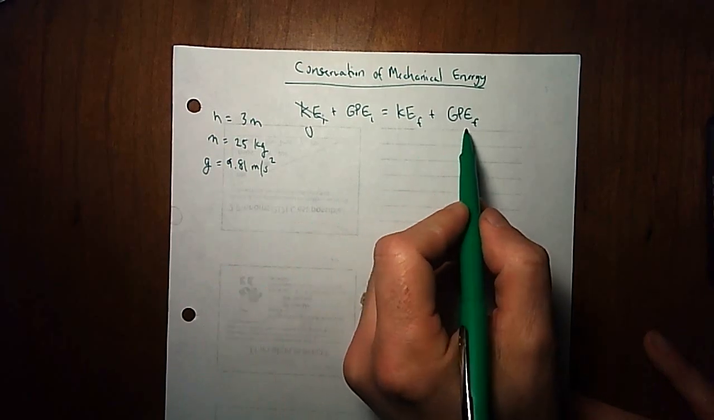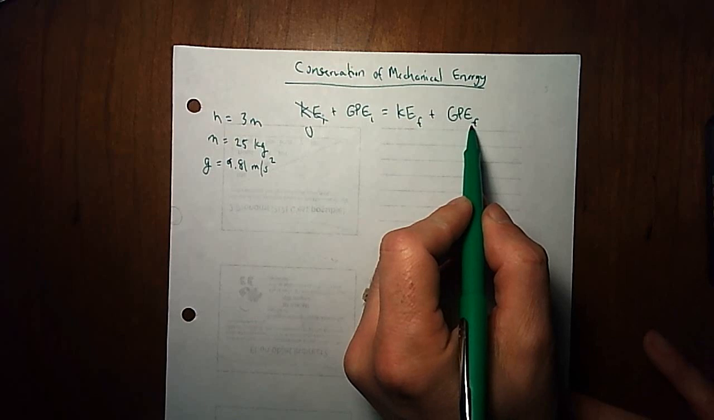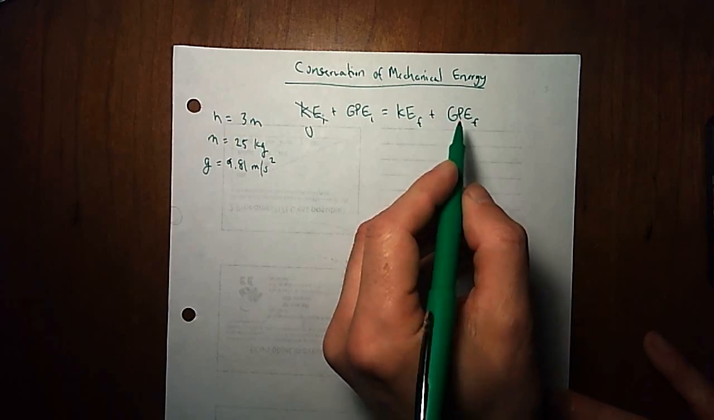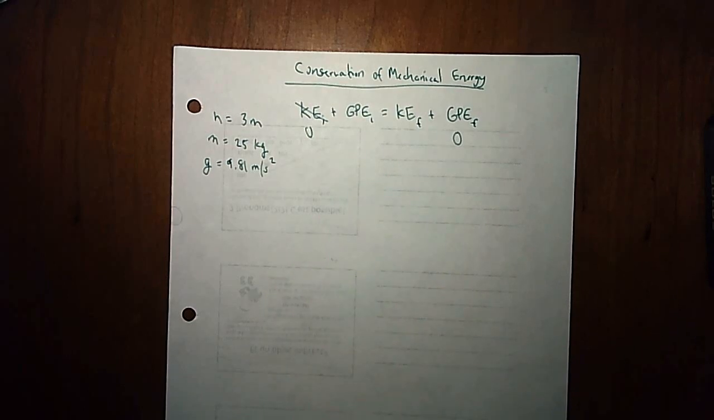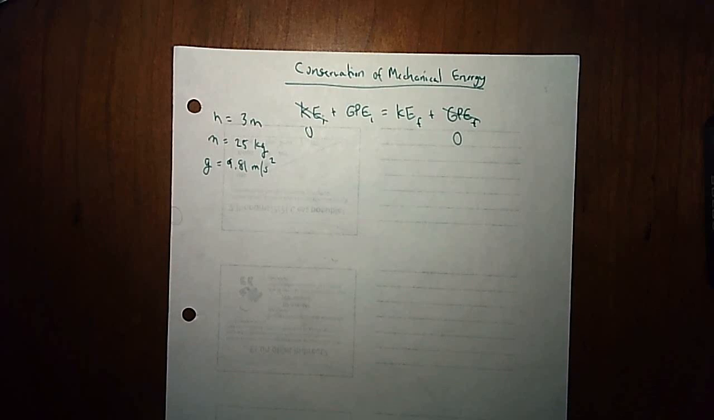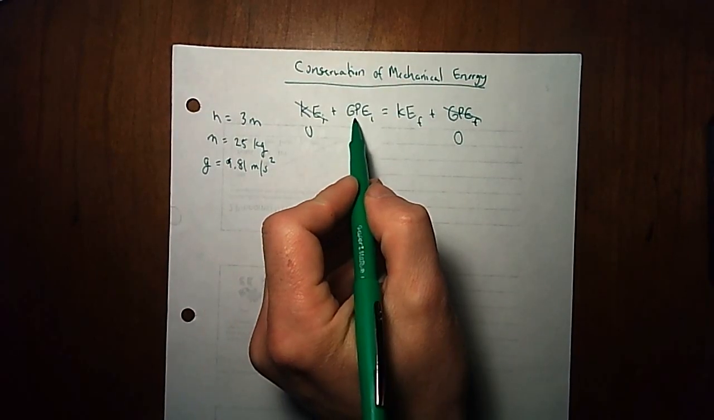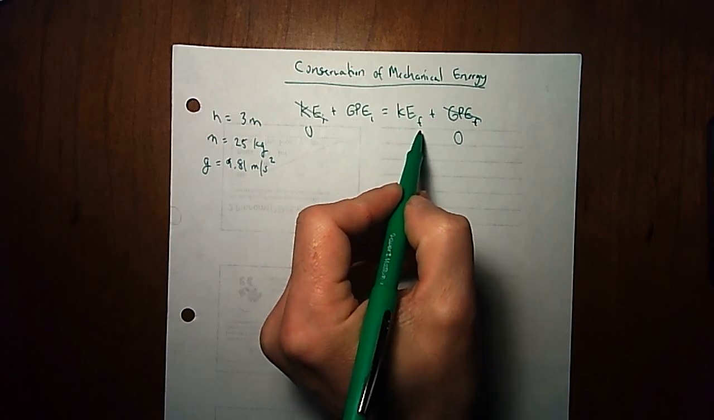Likewise, when she gets to the bottom of the slide, what is her final gravitational potential energy? Well, again, the answer is 0. She's at the bottom of the slide. She can't fall anymore. So that gets rid of that. So essentially, what we have here is the gravitational potential energy is equal to the final kinetic energy.